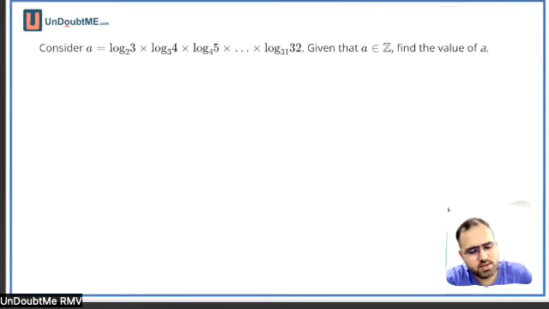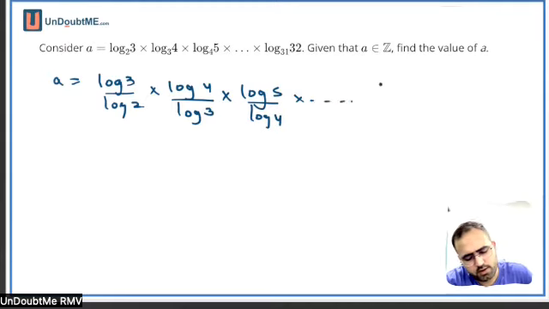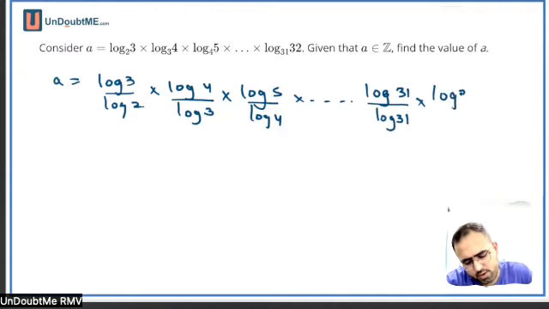Okay, by applying the base change formula, that will be log 3 over log 2, log 4 over log 3, log 5 over log 4. It will go on. I'm just writing the second last term so that it will be convenient to understand. That will be log 31 over log 30, and then log 32 over log 31.